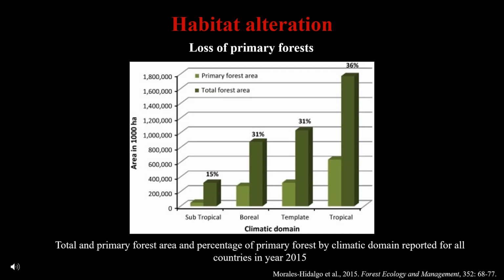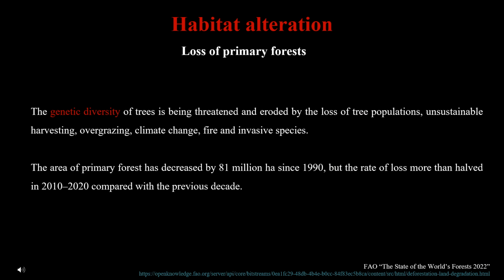All these impacts resulted in a widespread loss of primary forests that represent today about 1/3 of the total forest cover worldwide, and a minor part in all the biogeographic domains. Primary forests have decreased globally by about 81 million hectares since 1990, and the bulk of impacts have affected even the genetic diversity of many tree species. But the good news is that the rate of loss halved in the last decade when compared to the previous one.